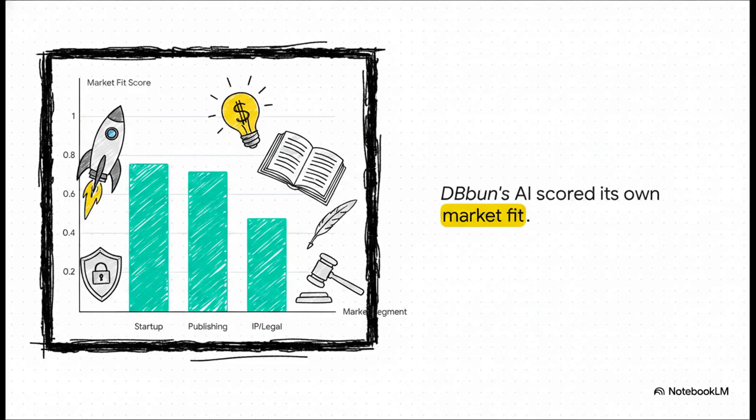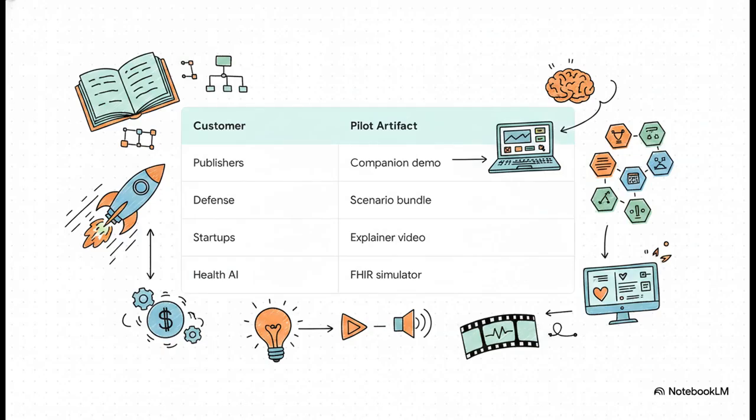It found that the absolute strongest near-term market fit was actually in startup and marketing explanations, scoring a 0.76. Scholarly publishing was right behind it at a solid 0.72, but it actually flagged IP and legal diligence as a much weaker initial path, scoring it at just 0.48. The platform literally told its founders where to focus their business strategy right out of the gate. How cool is that? Based on that massive discovery, they mapped out a huge commercial scope.